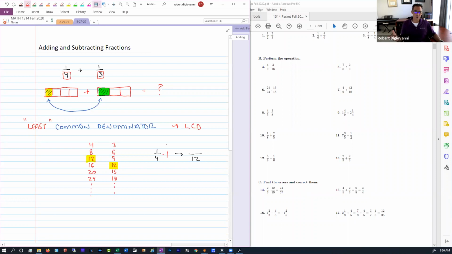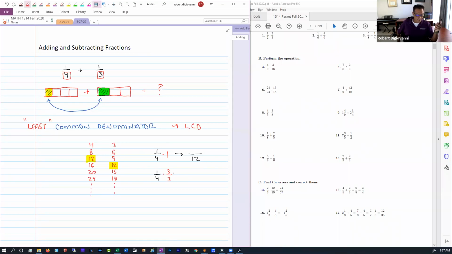Do y'all agree with that? 4 times 1 is 4. 10 times 1 is still 10. So we're going to multiply by 1, but the 1 that we're going to use, we're going to be clever about it, right? What we're going to do is, I'm going to do it below here. We're going to take 1/4. I'm going to multiply not by 1, but by 3/3. Now, do you agree that 3/3 is still 1?